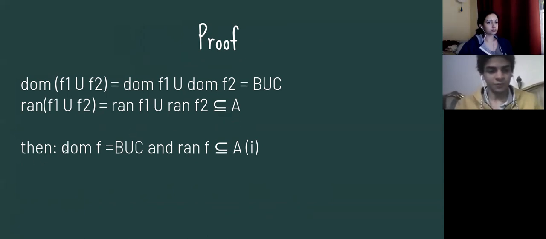So then from these two statements, I can say that the domain of F is B union C. F is just F1 union F2, so I'm going to remove F1 union F2 and put F in its place. So the domain of F equals B union C, and the range of F is a subclass of A. So that's the first condition for it to be a function.